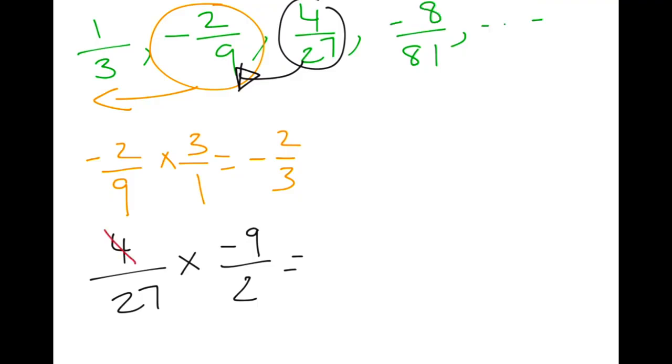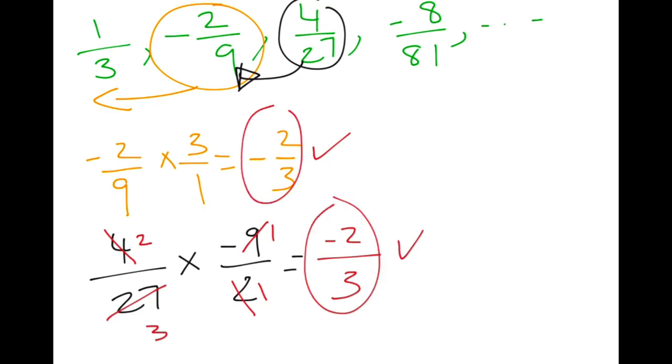So 2 goes into 4 2 times, and then 9 goes into 27 3 times. So I have 2 times the negative 1, that's negative 2 over 3 times 1 over 3. See, same. They are the same. If you use the other number, you will get the same thing. So the common ratio R is equal to negative 2 over 3.